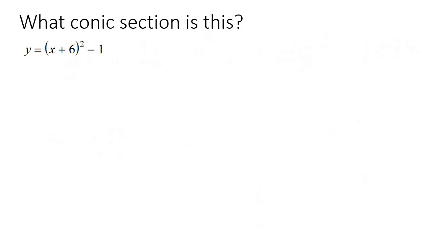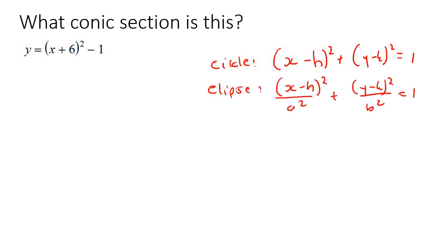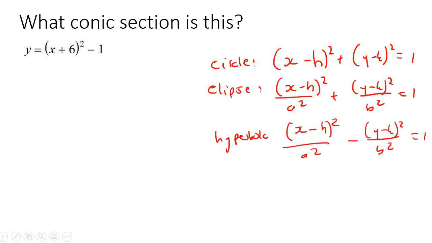So let's get started. The first thing I would do here is, let's quickly show you something. For a circle, an ellipse, and a hyperbola, the x and the y are always squared. X is squared, y is squared. It's only the parabolas where one of them is squared. So here you can see the x is squared, but the y is not. So this must be a parabola. Yes, it doesn't look like the standard scenario, but it's still a parabola.